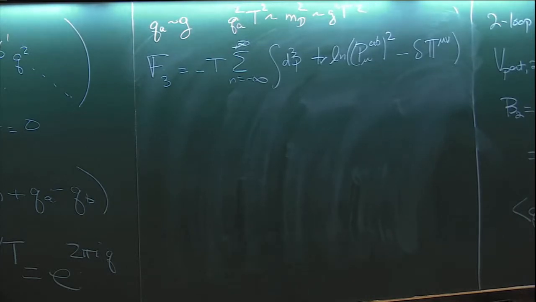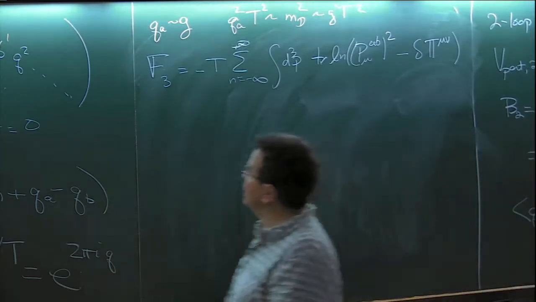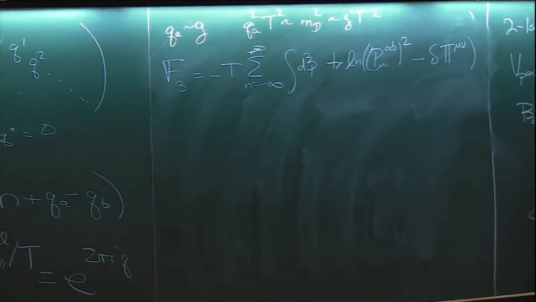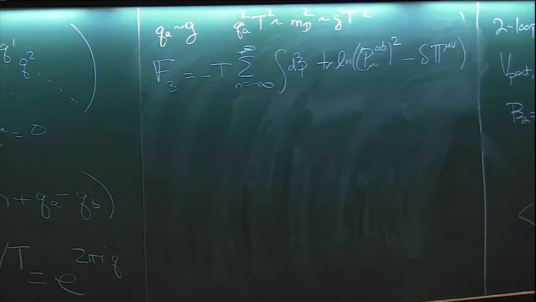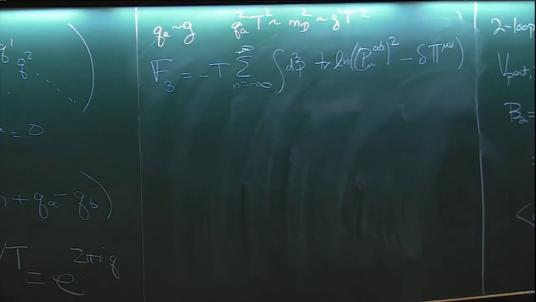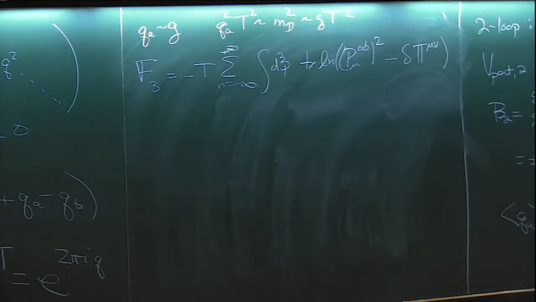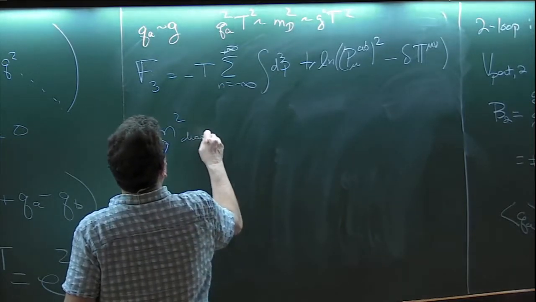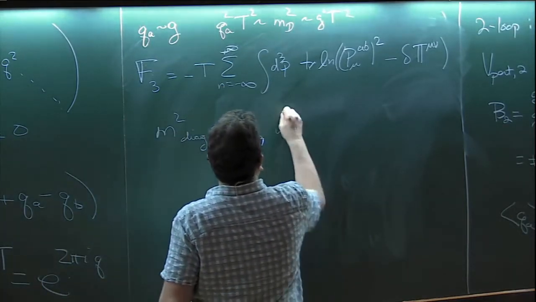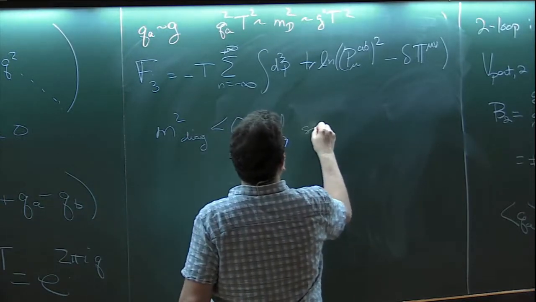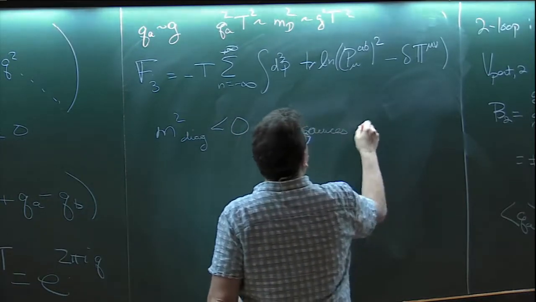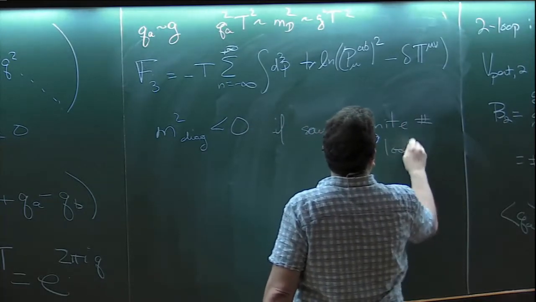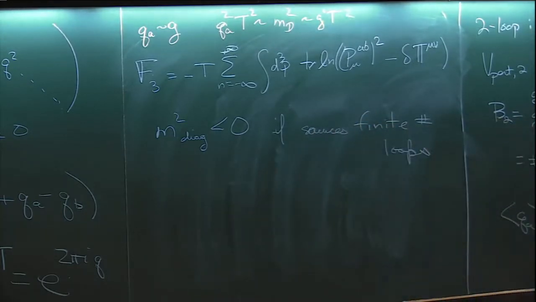And there are two kinds of contributions. Clearly, since we have a background field, the diagonal contributions are going to be different from the off-diagonal contributions. And the first thing you find is that the mass squared of the diagonal gluons is negative if you use sources with any finite number of loops.